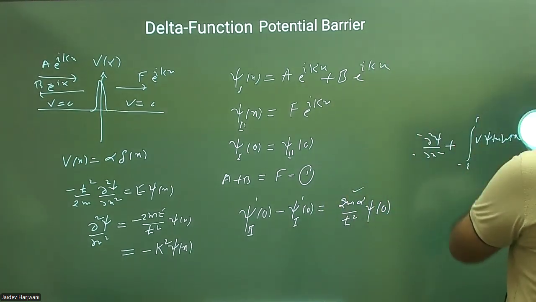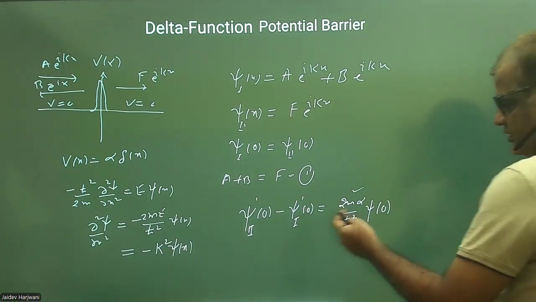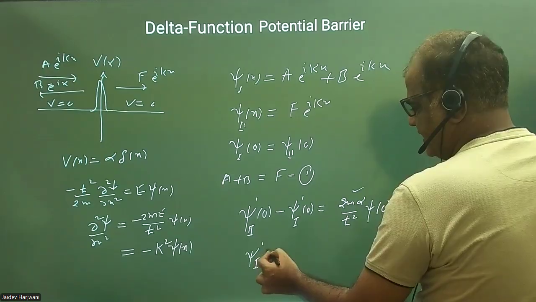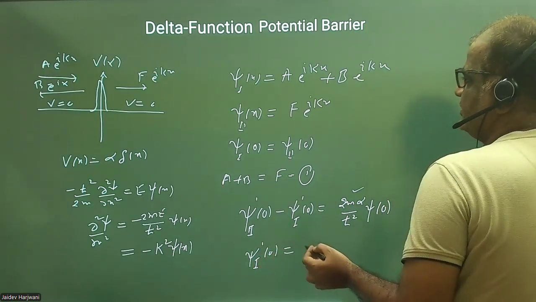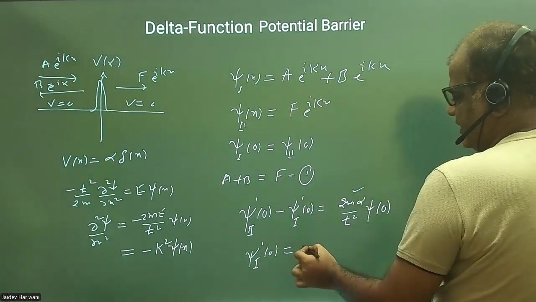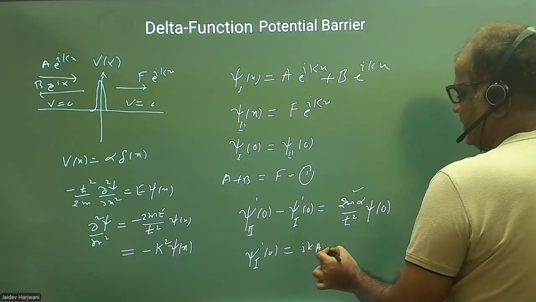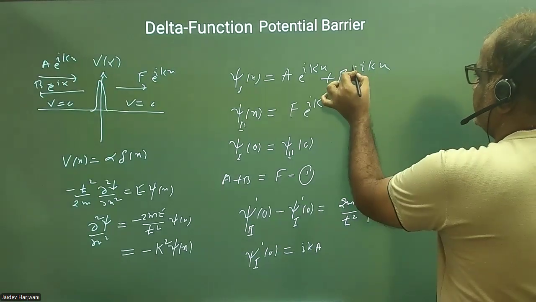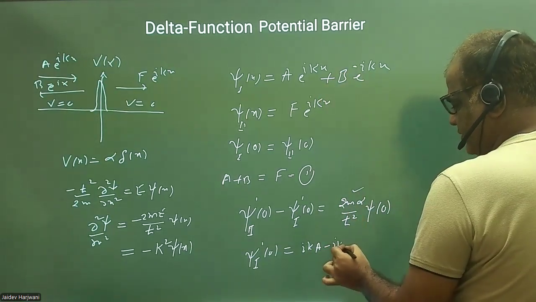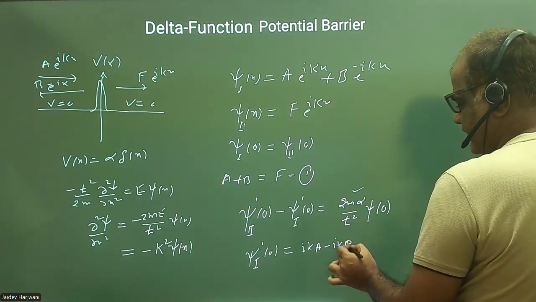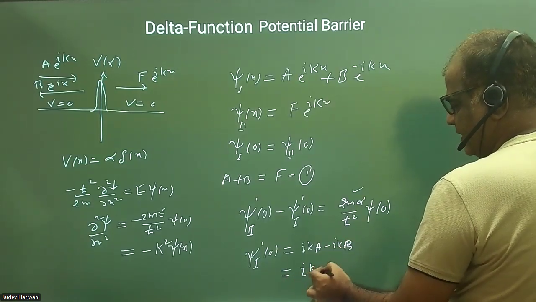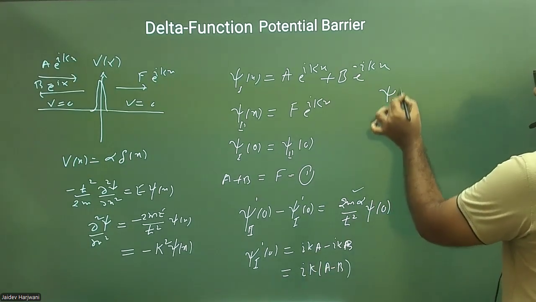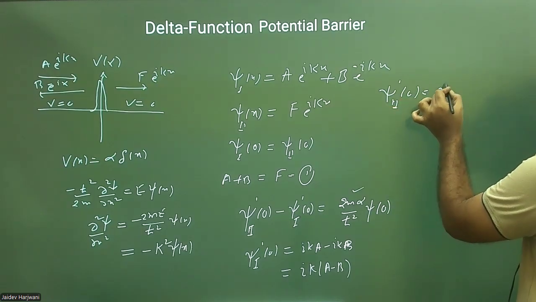So now this is my equation, and now I can calculate psi 1'(0). Psi 1'(0) means ik A minus ik B, that is ik(A minus B), and similarly psi 2'(0) means ik F.